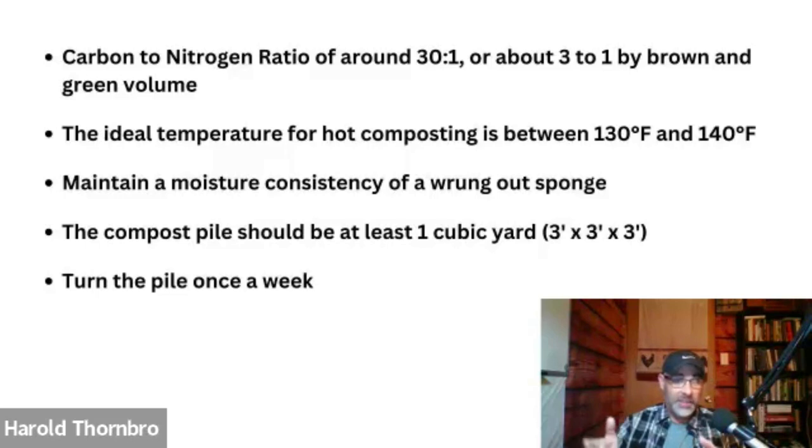The ideal temperature for hot composting is between 130 and 140. I think I said 150 earlier, but this is the range really where you're killing pathogens, which is really good if you got manure in there, or meat, or like say you're throwing your animal carcasses in there or something.